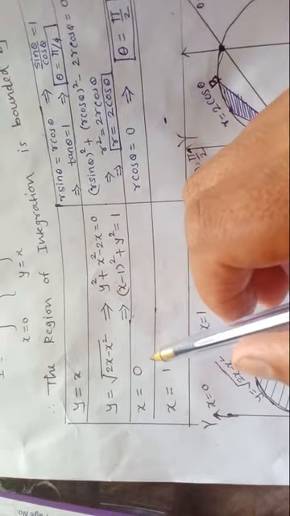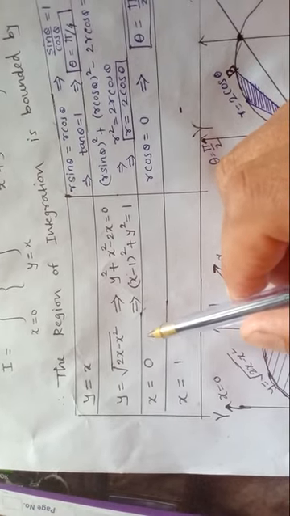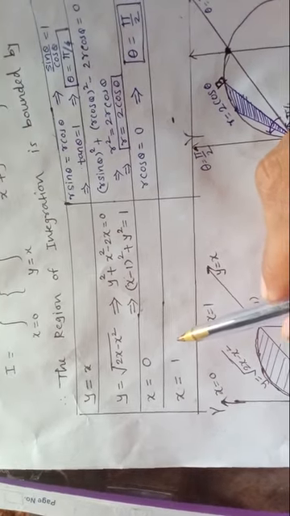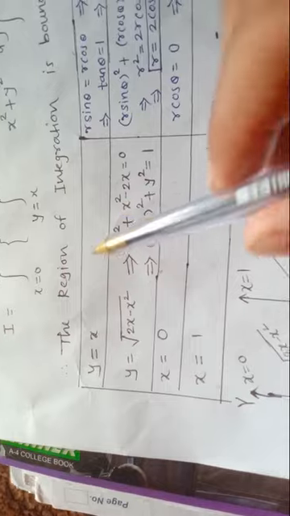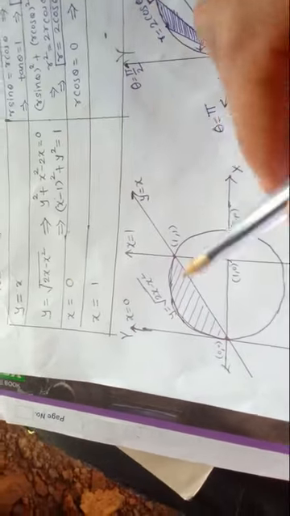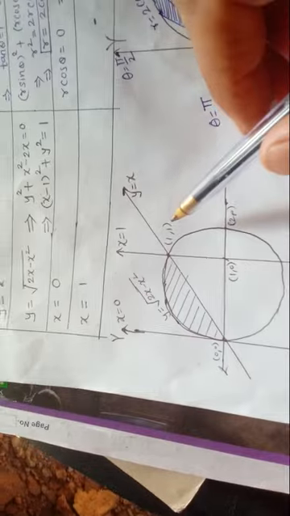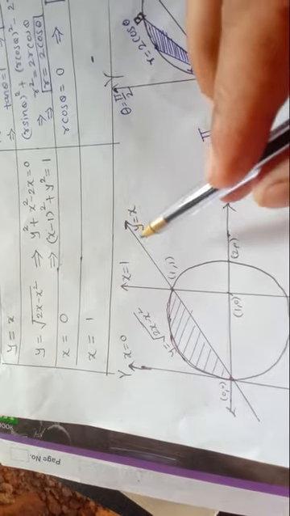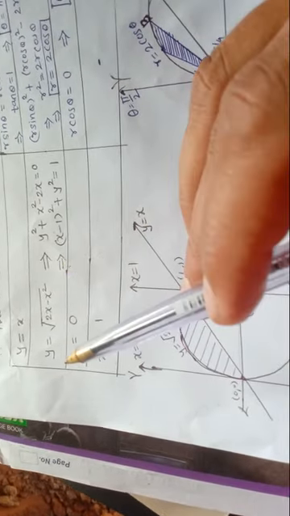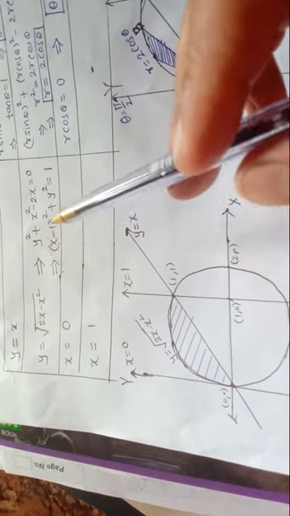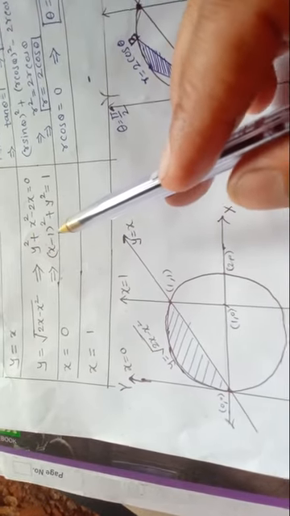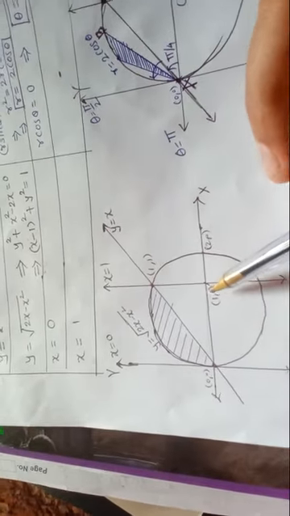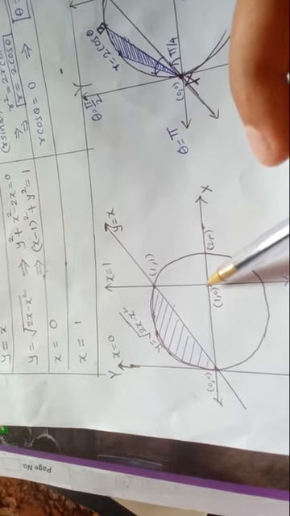Similarly the next curve is x equals 0, which is nothing but the whole y axis. Another curve is x equals 1, which is the equation of a line parallel to the y axis. Now first of all we are plotting all these curves on the graph. If you plot all these curves on the graph, we will get this figure. Our first curve, y equals x, is the equation of a line passing through the origin, that is this line. Similarly the second equation, y equals square root of 2x minus x square, is this circle having center (1, 0) and radius 1. So you can observe that this is the circle having center (1, 0) and radius 1.